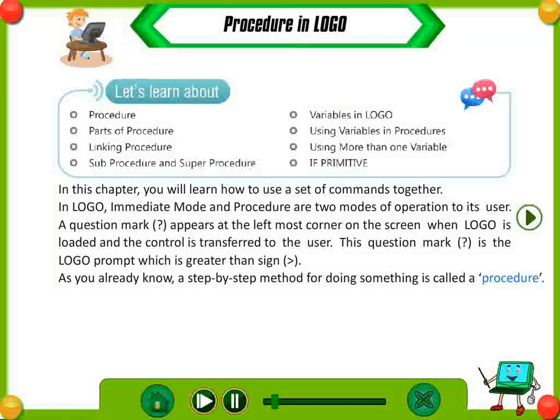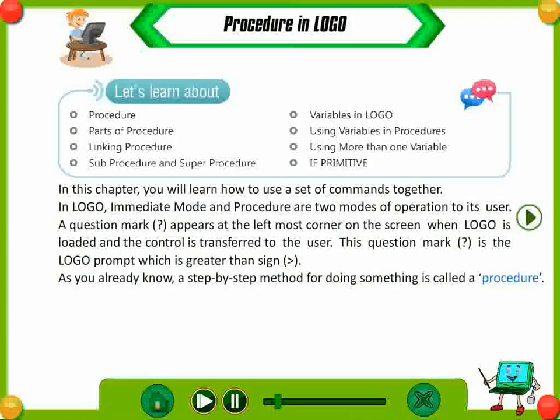In this chapter, you will learn how to use a set of commands together. In Logo, immediate mode and procedure are two modes of operation for its user. A question mark appears at the leftmost corner of the screen when Logo is loaded and control is transferred to the user. This question mark is the Logo prompt.